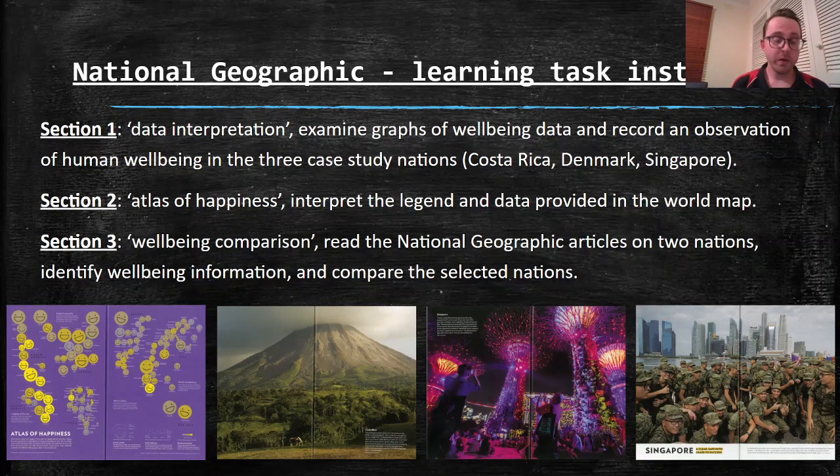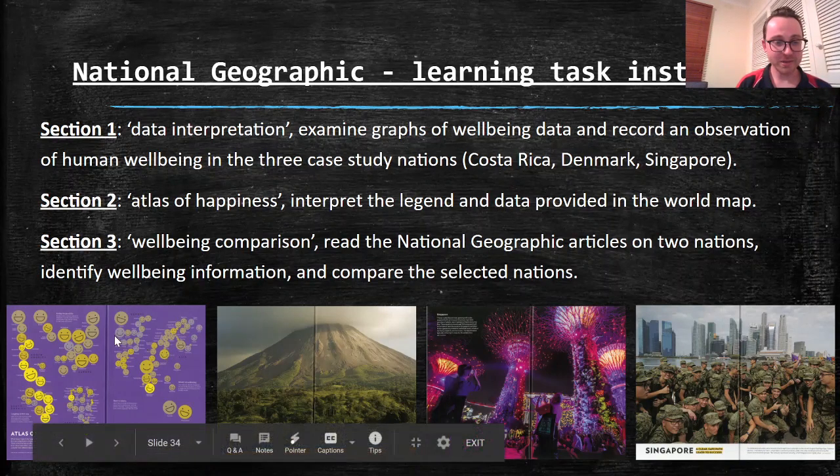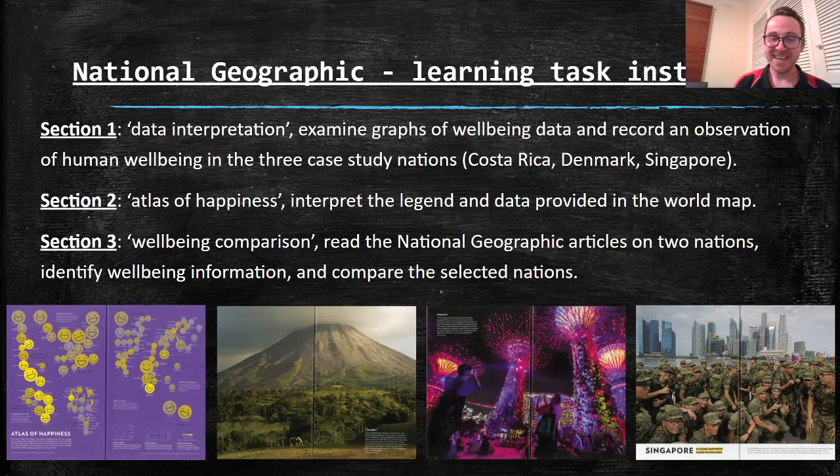Section 2, you're looking at this atlas of happiness in the bottom left. I'll show you that in a bit more detail later, but it's basically a world map of happiness. You might be able to see the faint outlines of some of those countries around the world. So we've got Asia over here, North America, Europe, South America, basically showing you human well-being in a very visual, very colorful way. And all you need to do is interpret the legend and the data provided in the world map. Again, 1 or 2 sentence answers. Tell me what the map is showing, what it says.